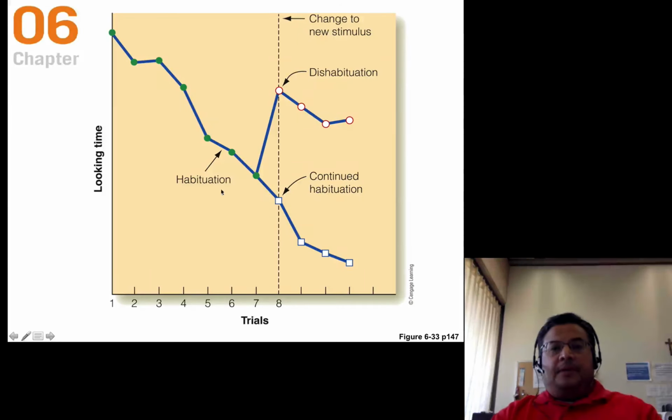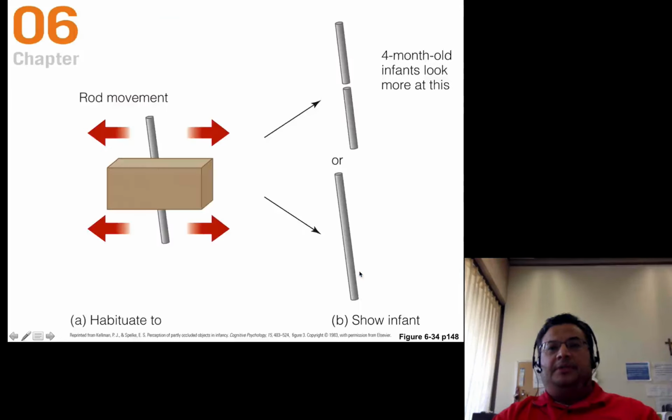So, for example, if we show babies a stimulus, they'll spend a lot of time looking at it at first, but then it'll get boring and they'll stop looking at it. If we change that stimulus, they'll start looking at it again and get interested in it. Or if we don't change it, it'll just continue being the same old stimulus.